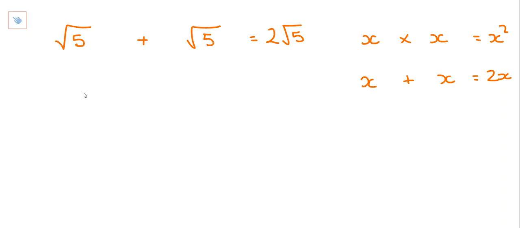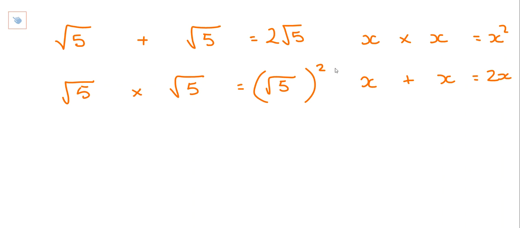If I said to you root 5 times root 5, it'd be root 5 squared, and that would just be 5 because the square and the root cancel each other out. Exactly. So that would be 5. I'll give you a chance to write that.